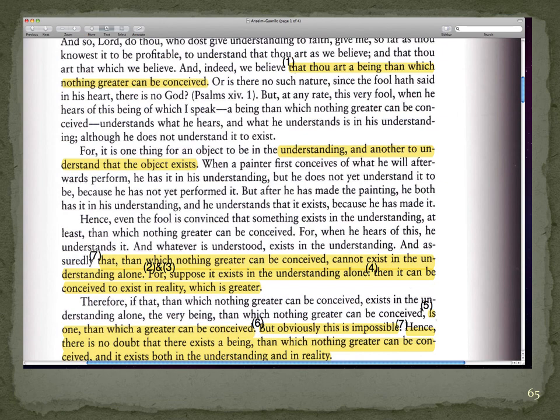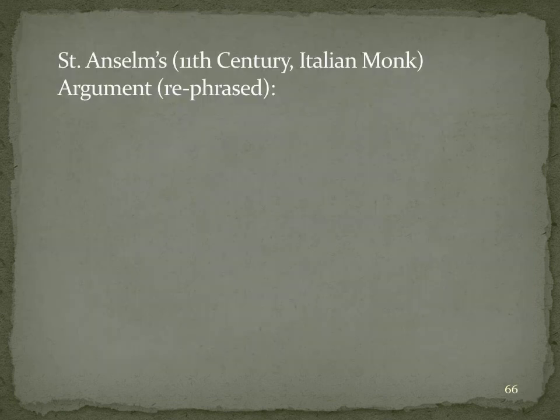So I'm actually going to revise what you see here highlighted. I'm not even going to read it because I think it's overly complicated for the kind of class that we're doing. And we're going to investigate this rephrased argument.